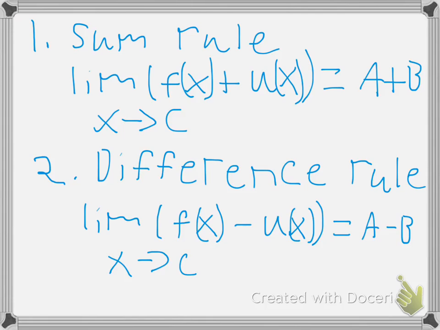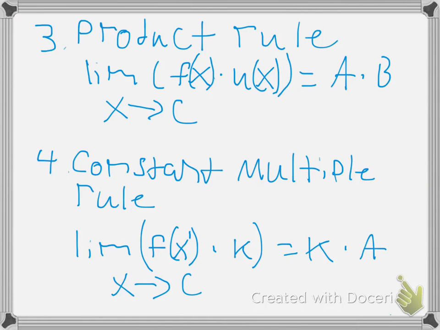The second rule is called the difference rule. This states that the limit of f of x minus u of x as x goes to c is equal to a minus b. The third rule for limits is called the product rule. This states that the limit of f of x times u of x as x goes to c is equal to the product a times b.